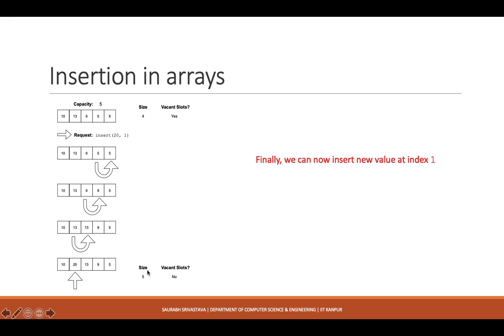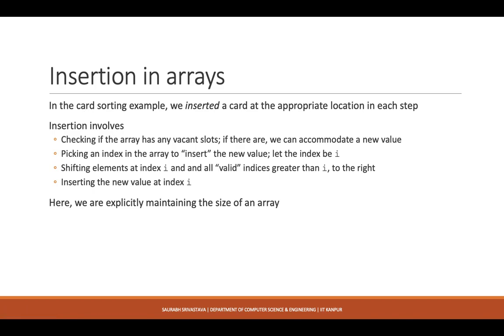And now I don't have any more vacant slots because my size has equaled my capacity. One of the things that you have to understand is that now I'm explicitly maintaining another variable, and that is the size of the array. Whatever we have done till now, we were not differentiating between capacity and size, but there is a new term that I'm introducing. Capacity is the maximum number of values a particular array can hold, and size is the actual number of values it is holding at any point of time. So the size of an array can now range from 0 to its capacity.